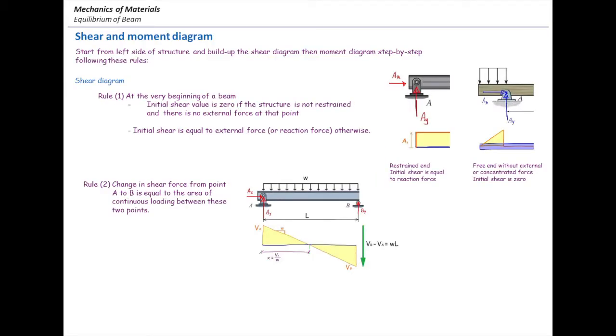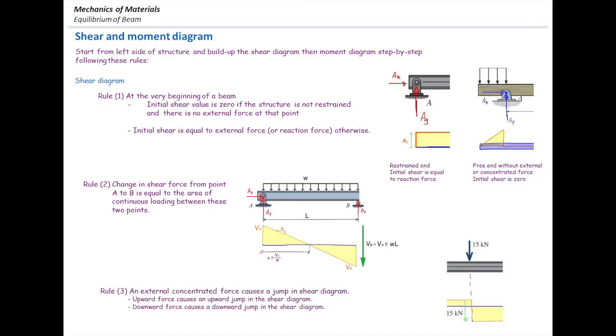The rule of thumb for constructing the shear diagram is that the shear diagram is always 1 degree higher than the loading. Like in the first case, there was no loading from the left support all the way to the middle part, and the shear diagram remained constant. In the second example, the distributed load is constant along the length of the beam, and the shear diagram is varying linearly. If the loading is linear, then the expected variation in the shear diagram would be a second-order polynomial, and so on. Rule number 3 says an external concentrated force causes a jump in the shear diagram. If the force is downward, the jump will be downward. If the force is upward, the jump will be upward in the shear diagram.